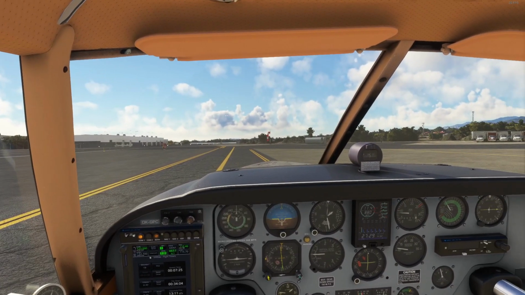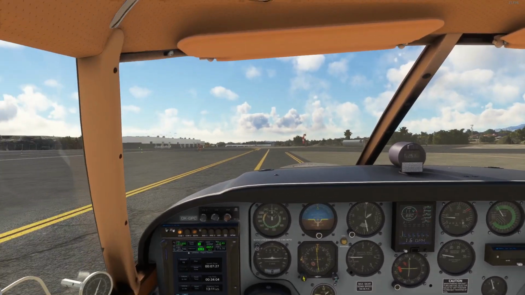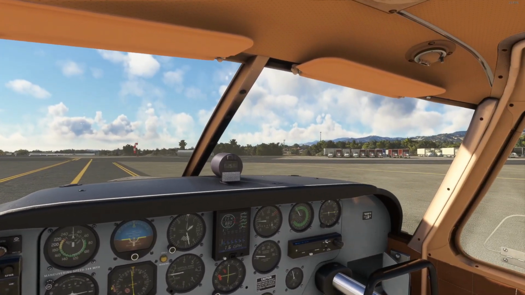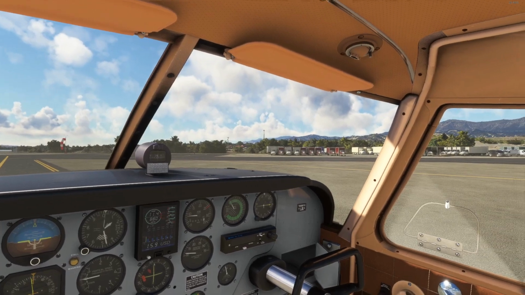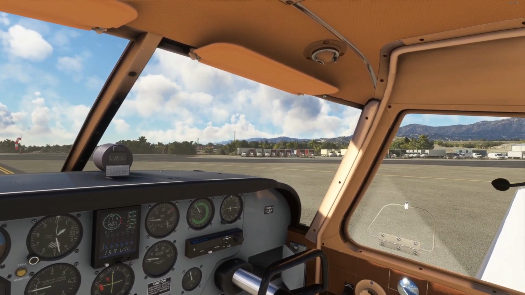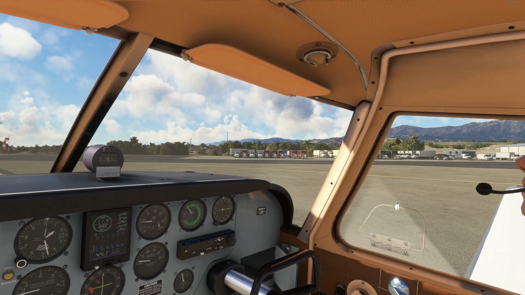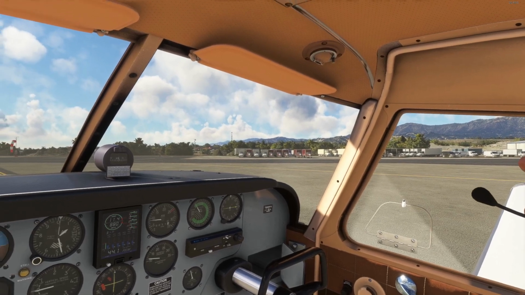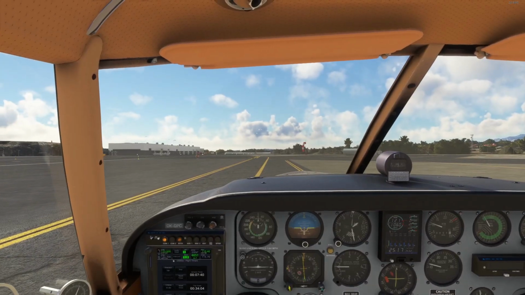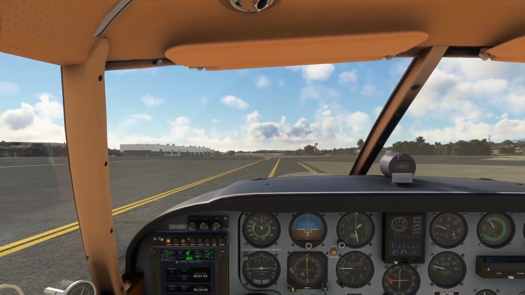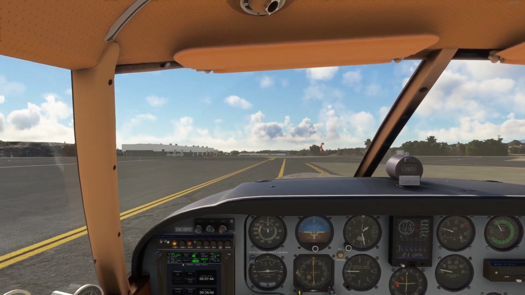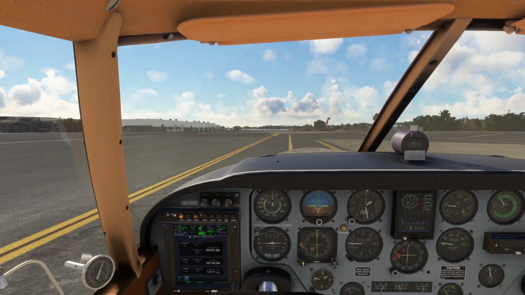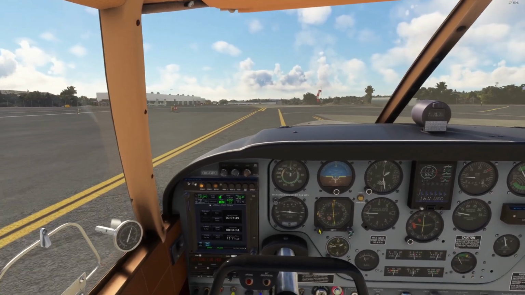Okay, now I need to find out where I want to go. I think I want to go to the other side. So let's actually go a little bit further. Landing lights is off, that's off.